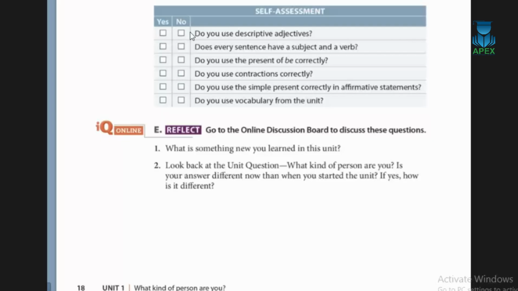No. For example, do you use descriptive adjectives? Does every sentence have a subject and a verb? You can say yes if you use it, if no you can say no. Do you use present of be correctly? Do you use contractions correctly? Do you use the simple present correctly in affirmative statements? And do you use vocabulary from the unit?